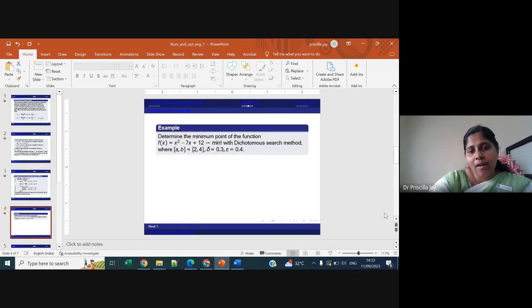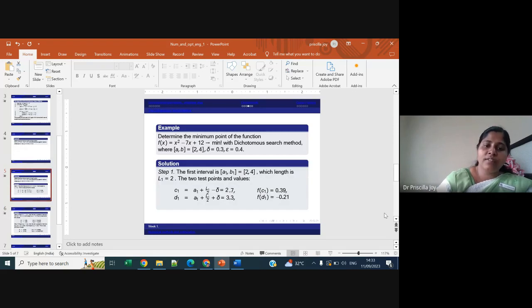So here we are finding the minimal point of the function. For the function of x given with the dichotomous search method, we need to find where the a and b initial values are 2, 4, and delta value was 0.3 and epsilon value was 0.4. So at first we will be finding the first interval with the given values. When we provide it, we'll be finding C1 as well as D1 as 2.7 as well as 3.3. Now we need to substitute these values into function of x. Instead of x, we need to place the C1 as well as D1 values.